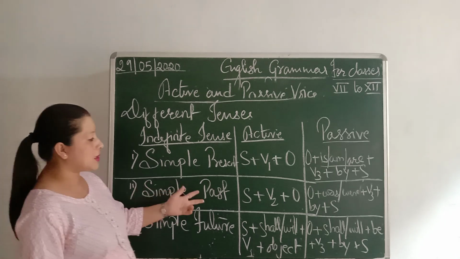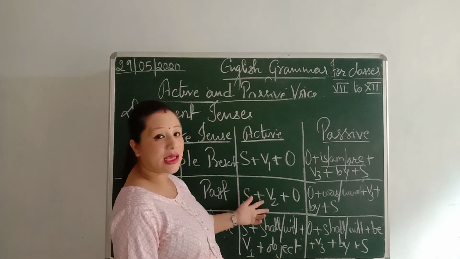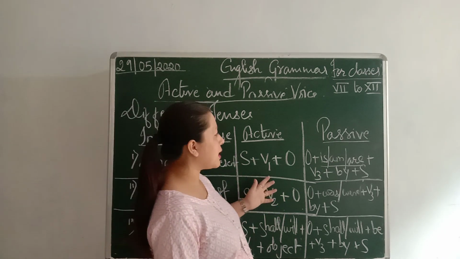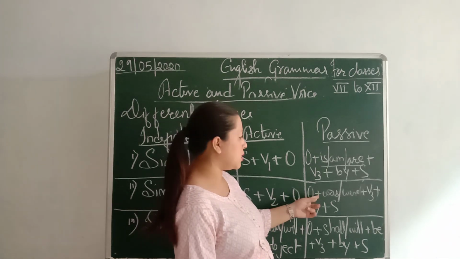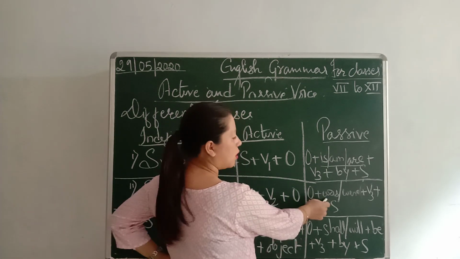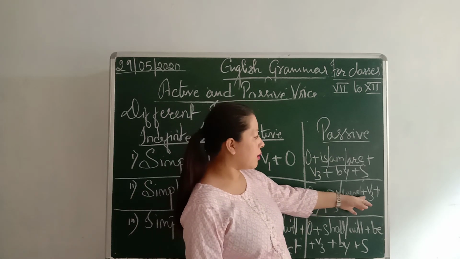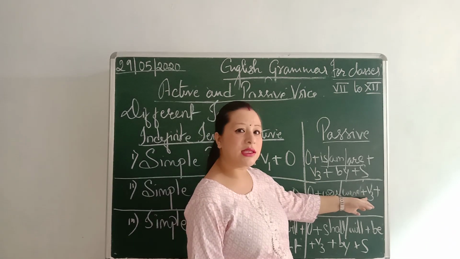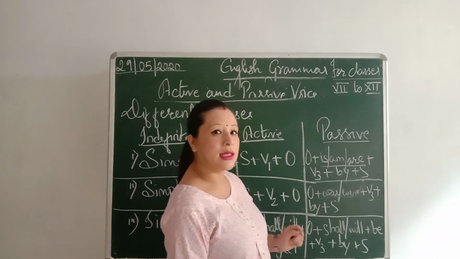In the simple past tense, in an active voice, you find subject plus verb in the second place plus object. So when you have to change this active voice into passive, the object comes first, plus you have to use was or were, the past tense. Then the verb in the second place will be the verb in the third place in passive voice, plus the preposition "by" plus the subject at the last.